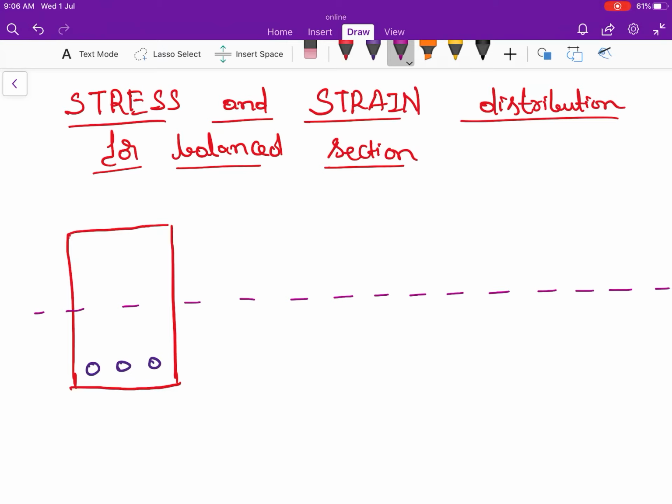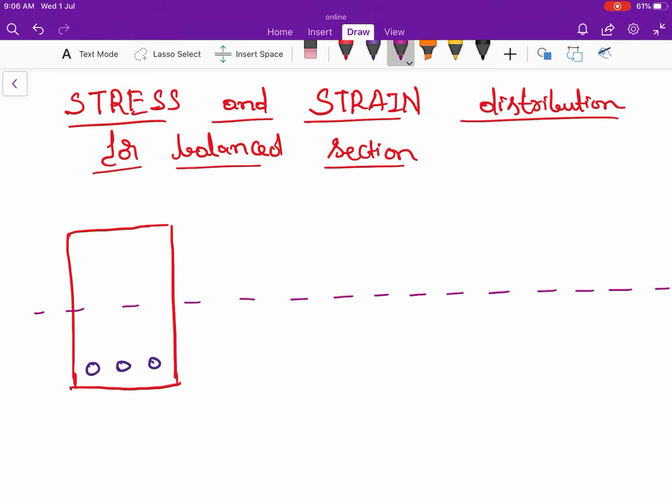I am here with the continuation of the previous part, that is the RCC topic in this lecture series. In the previous part we studied some of the fundamentals and the assumptions made with respect to limit state design. Here we will study the stress strain distribution for the balanced section. For any balanced section of a beam we are going to study a stress strain distribution.